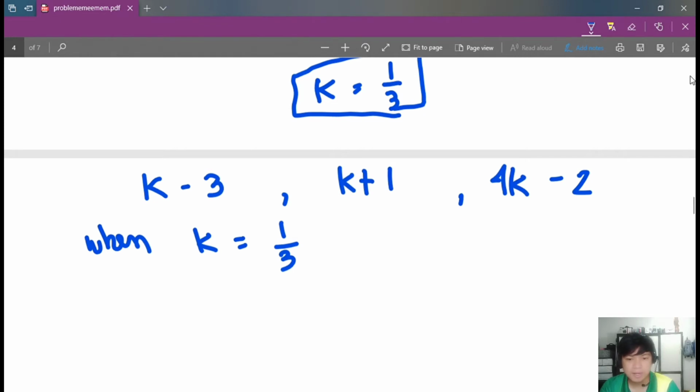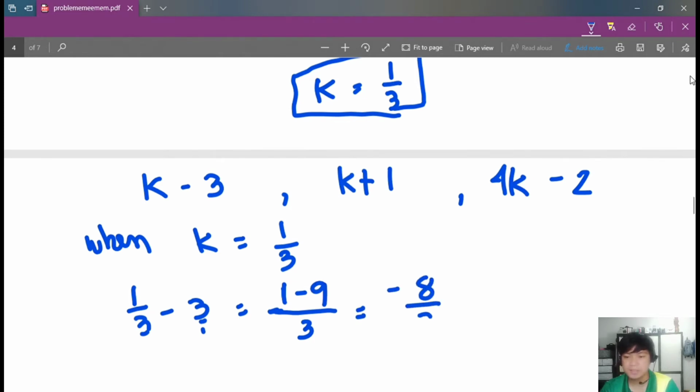So 1/3 minus 3 equals. The LCD here is 3. 3 divided by 1 is 3, and 3 times 3 is 9. So 1 minus 9 equals negative 8 over 3. This is our first term.